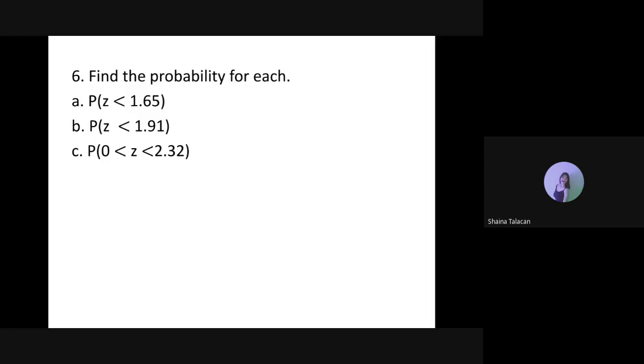If you are done, you can type your answer, so I can assess who gets it and who still does not. It's okay if you don't get it.